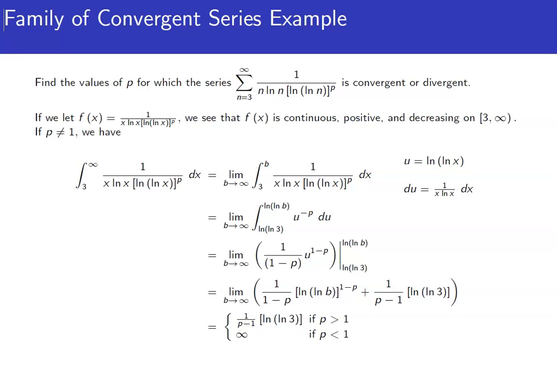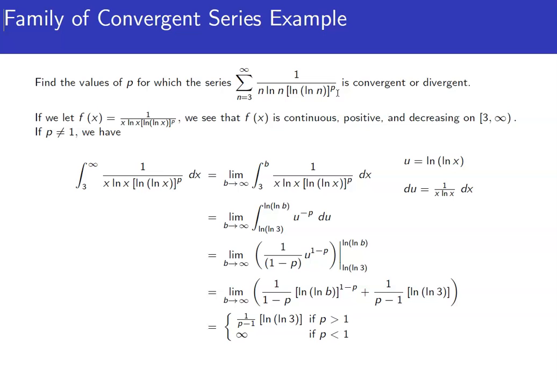In this video, we're looking at an example to find a whole family of series that converge. We're being asked to find the values of p. P here is the power on this natural log of n. So we're looking for the values of p so that the series from 3 to infinity of 1 over n, natural log of n, raised to the p power is convergent or divergent.